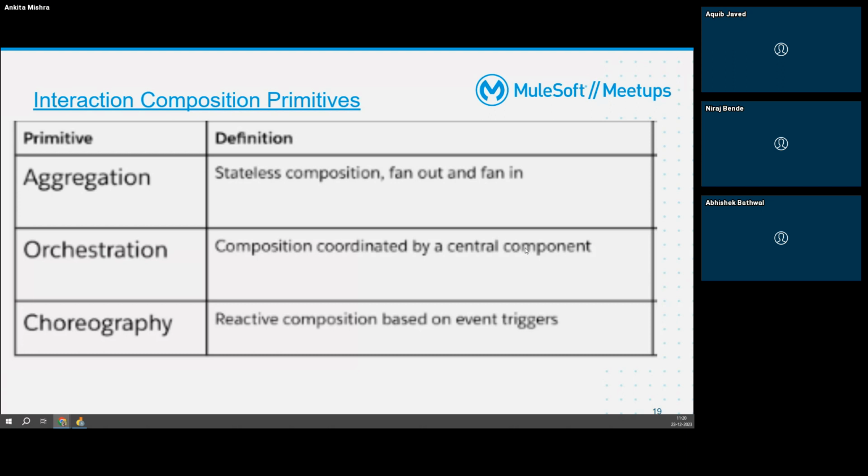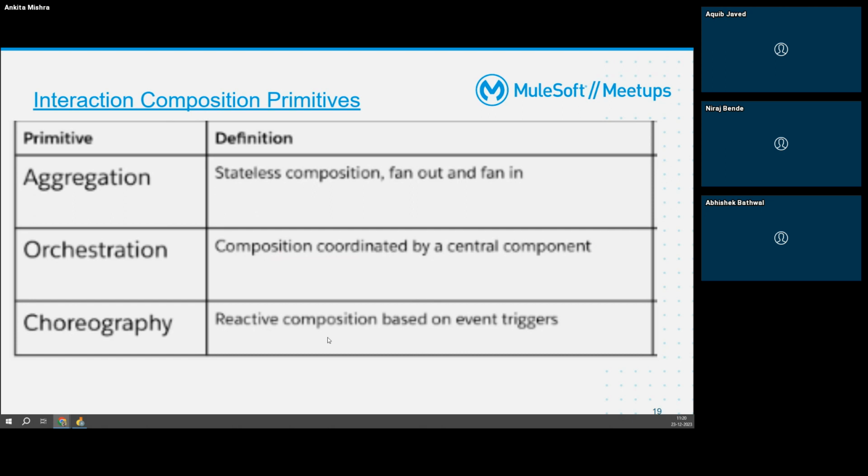So the rule is written and governed by a central component, and all the other components are actually following that particular rule. That is called data orchestration. And the last one is choreography, dance on your own tunes. This is a reactive composition based on event triggers.